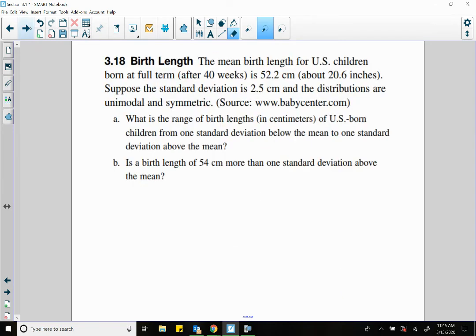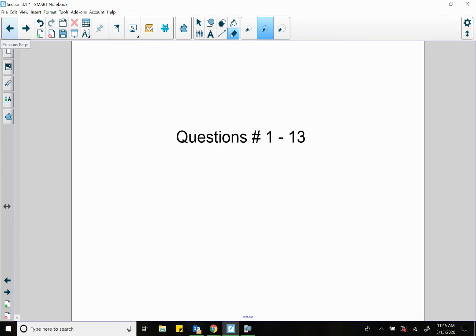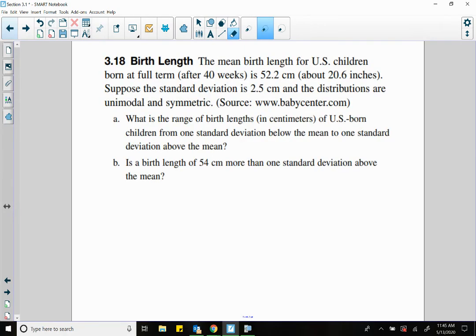And I think this is the last one. Let me check. Yeah. So this one says the mean birth length for U.S. children born full term after 40 weeks is 52.2 centimeters. So that's about 20.6 inches. So what you now know is that X bar is 52.2 centimeters. It says, suppose the standard deviation is 2.5 centimeters, and the distributions are unimodal and symmetric.